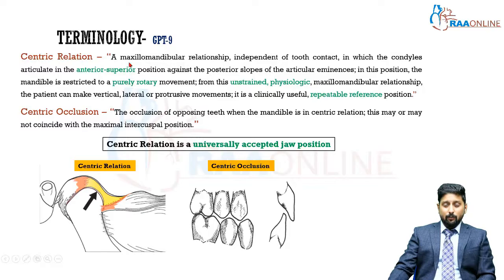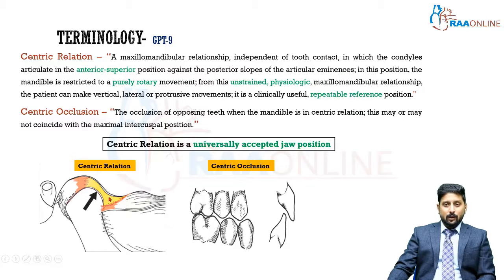So it is a maxillomandibular relationship independent of tooth contact, which means this relationship does not depend on whether the teeth are present or absent. This relationship will still exist. In this relationship, the condyles articulate in the anterior superior position against the posterior slopes of the articular eminence.